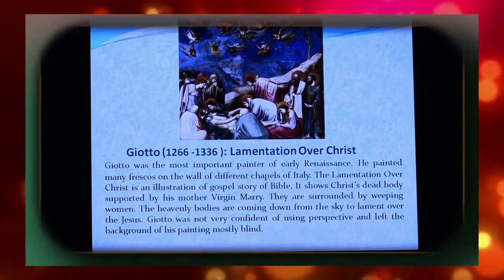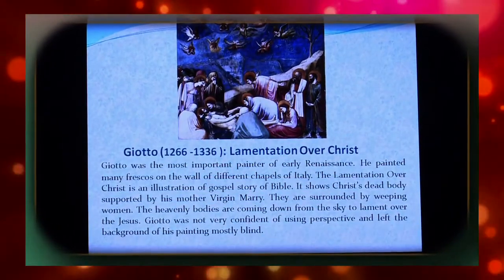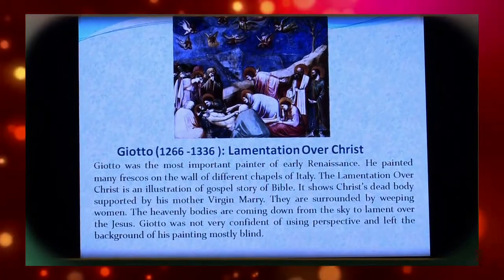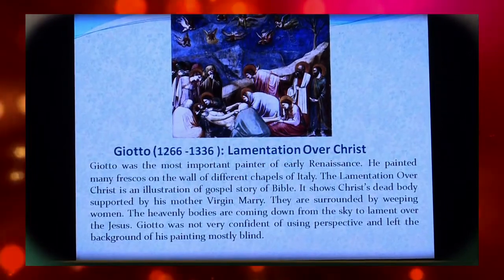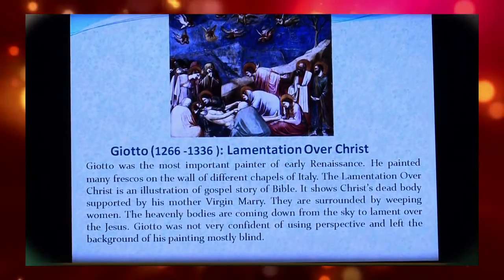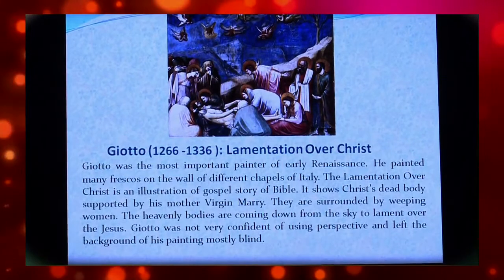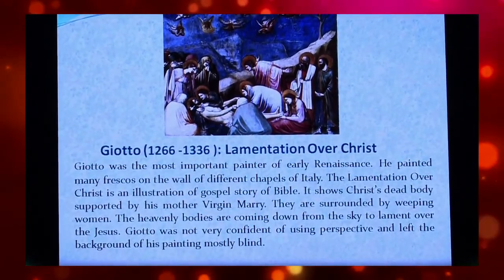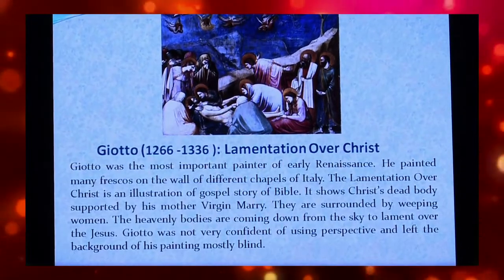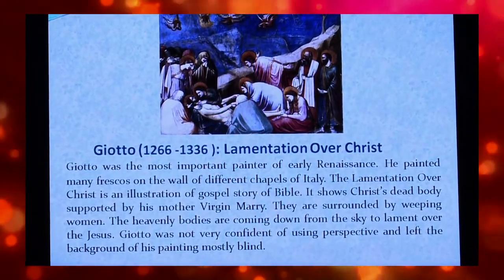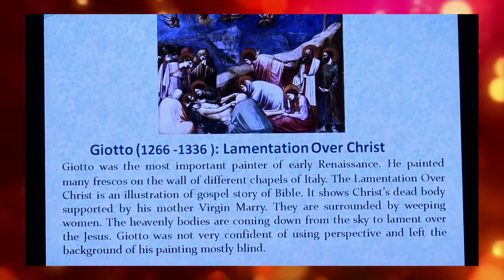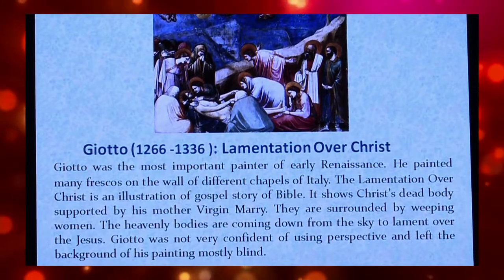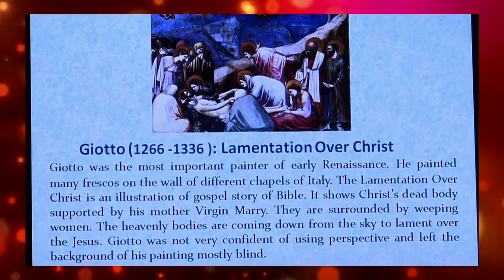Giotto, Lamentation over Christ. Giotto was the most important painter of early Renaissance. He painted many frescoes on the wall of different chapels of Italy. The Lamentation over Christ is an illustration of a gospel story of the Bible. It shows Christ's dead body supported by his mother, Virgin Mary. They are surrounded by weeping women. The heavenly bodies are coming down from the sky to lament over Jesus. Giotto was not very confident of using perspective and left the background of his painting mostly blank.